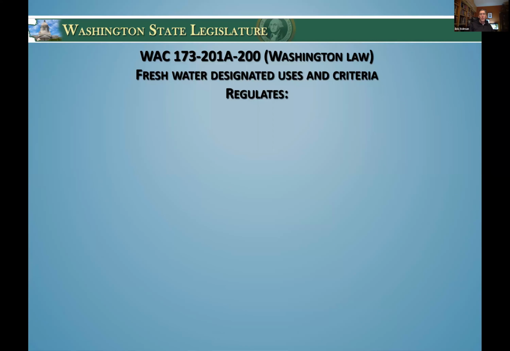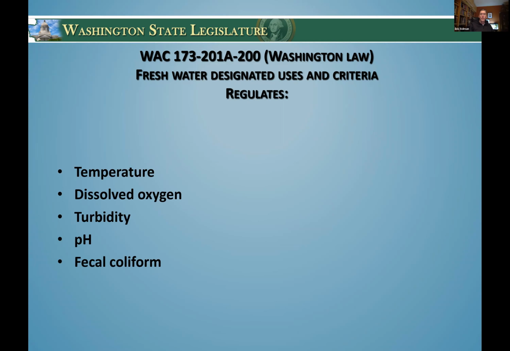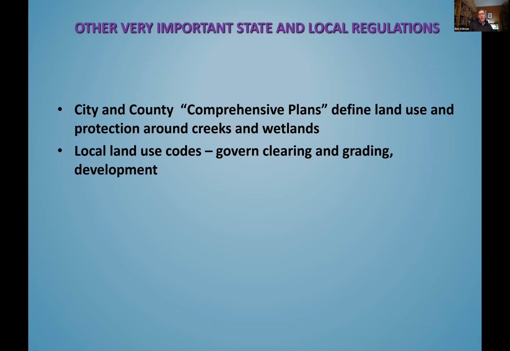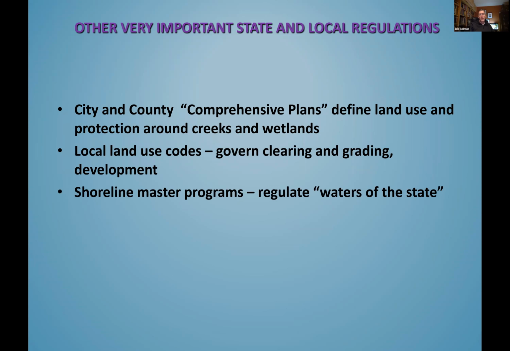Subsequently, there's been state laws passed, and in Washington state, the Washington Administrative Code has a section that regulates fresh water, and it regulates these different variables. There's some other local regulations that also have an effect on water quality. So cities and counties periodically update what they call their comprehensive plan, and that defines land use in that city or county. And it also defines things such as buffers, how big buffers are going to be in certain zones, protection of creeks and wetlands. So that can have a huge effect. Local land use codes that talk about what can be done in terms of clearing and grading and development where it's permitted also have a big effect.